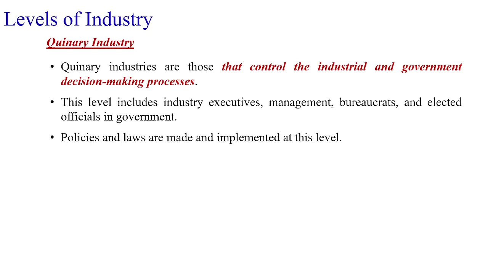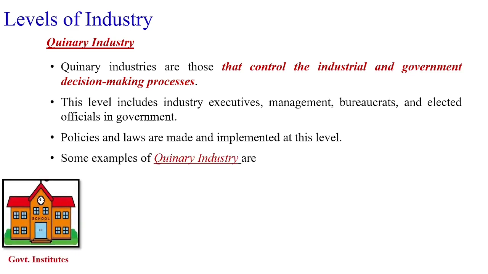Policies and laws are made and implemented at these levels. And who makes these policies and laws? Basically, government officials make the policies and laws. Some examples of quinary industries are government institutes. We know of many institutes related to the government.